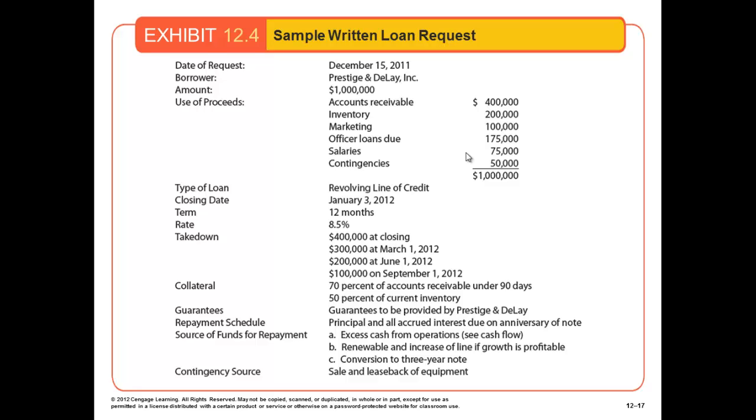This is my takedown schedule, and this is what I'm telling the person that owns the fund. This is how I plan to take it down. I'm sorry, who owns the money? He's going to lend to me. This is how I'm going to take it down. At closing, 400, March 1st, 300, June the 1st, 200. I'm going to use all this money for the cash flow operations of my company.